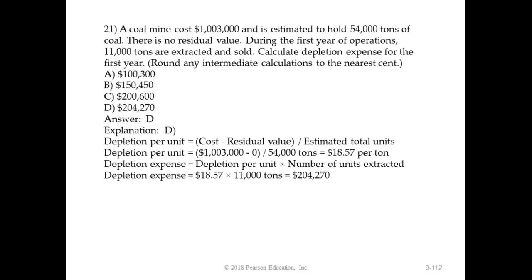Well, in this case, my depletion per unit is always going to be my cost minus my residual value divided by estimated total units. So I'm going to take 1,003,000 minus 0 divided by 54,000 tons. And so I'm going to come up with a depletion per unit of $18.57 per ton. To find my depletion expense for the year, I'm going to multiply the 18.57 times 11,000 units, which were extracted and sold, and I'm going to come up with a depletion expense of $204,270. Correct answer is D.